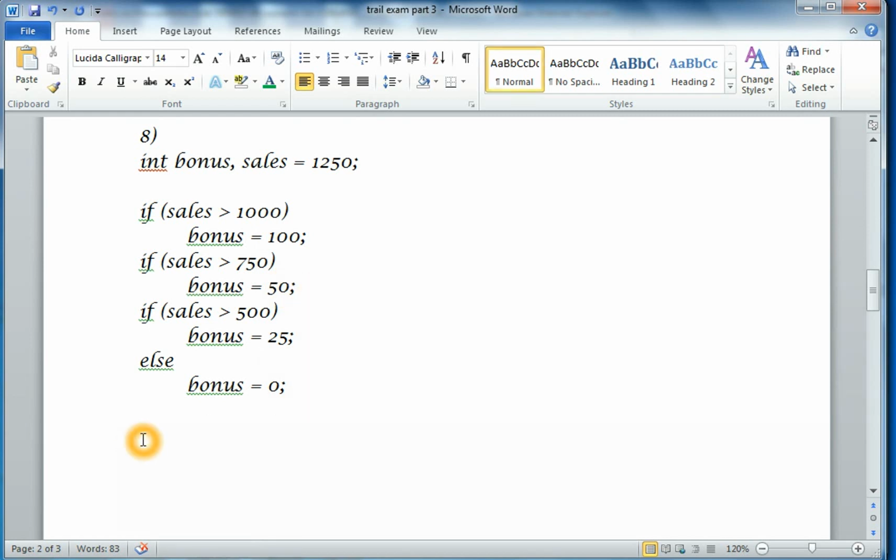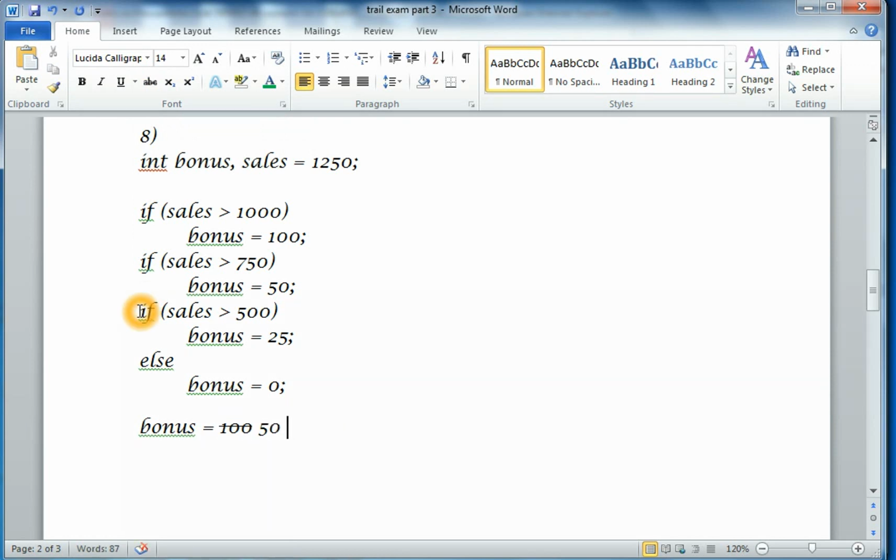So let's see what happens in the variable bonus. It starts off with nothing, whatever is in the memory location. Notice it doesn't have an initial value. So when the sales is greater than 1000, bonus becomes 100. And then after it becomes 100, when it checks this, sales is greater than 750, it now erases this out. Okay, it strikes that out. And then it stores 50 in its place.